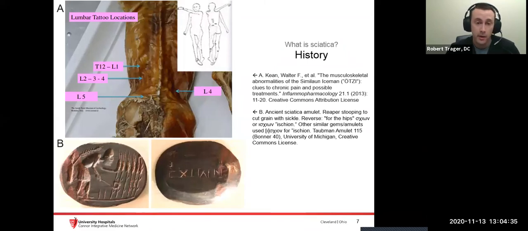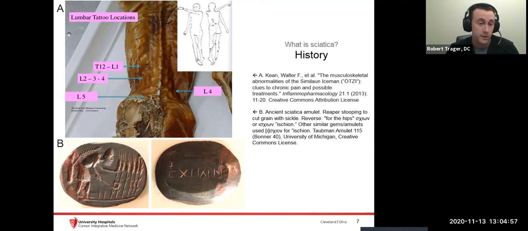Sciatica has been known about for thousands of years. Since the beginning of recorded history, we actually have examples of sciatic pain. The top image is a preserved mummy named Ötzi the Iceman, who was found in the Italian Alps in a glacier. He's 5,000 years old, and researchers have been studying him for decades.